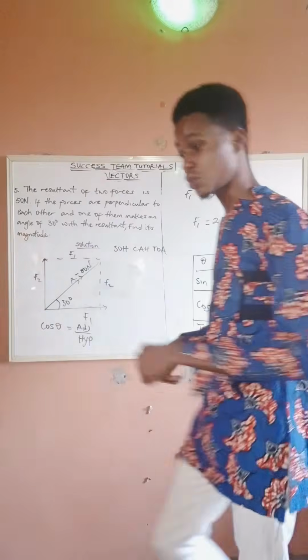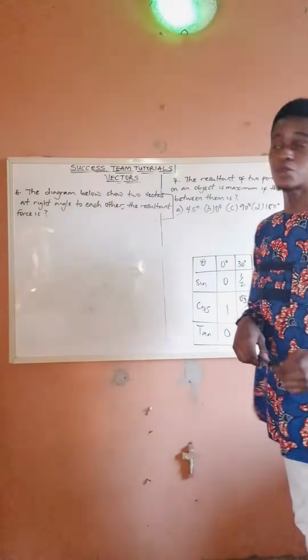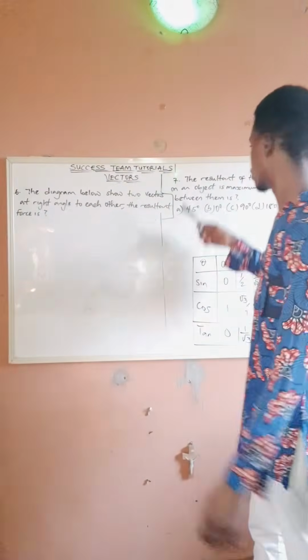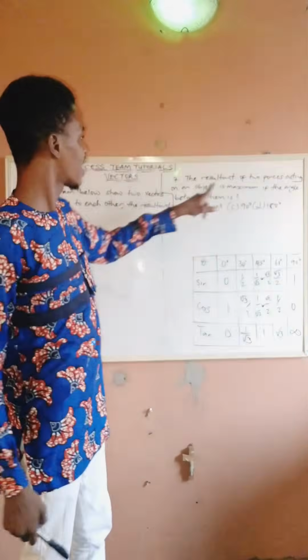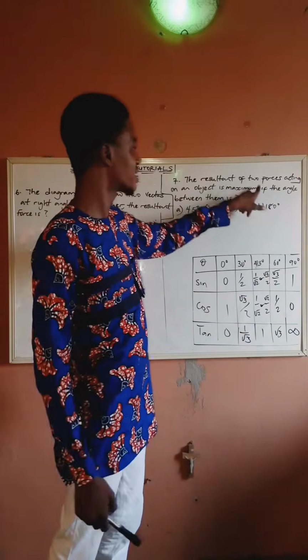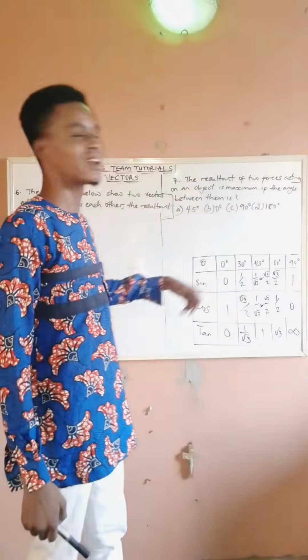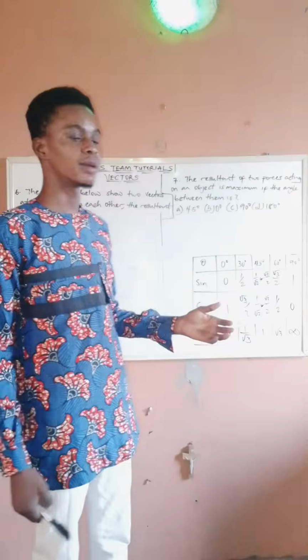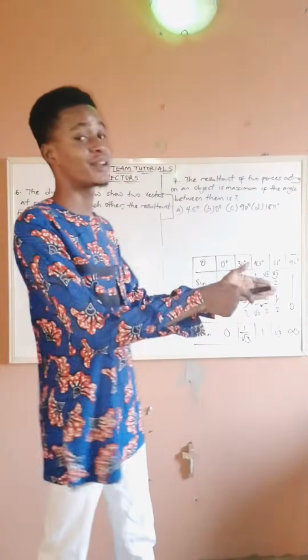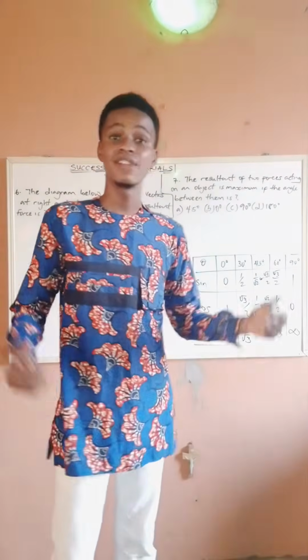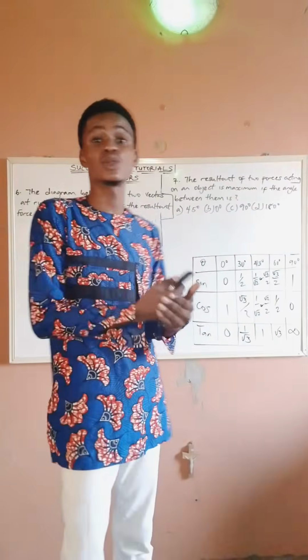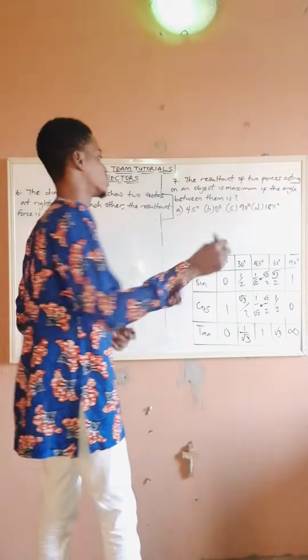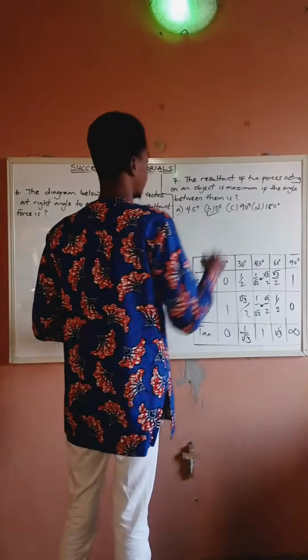Now let's move to the next question. We have question 6 and question 7. Let's quickly solve question 7. It says that the resultant of two forces acting on an object is maximum if the angle between them is... I've given you this one. I told you that if two forces are acting in the same direction, the resultant will be maximum. If they're acting in opposite directions, the resultant will be minimum. So the answer in this case is 0 degrees.